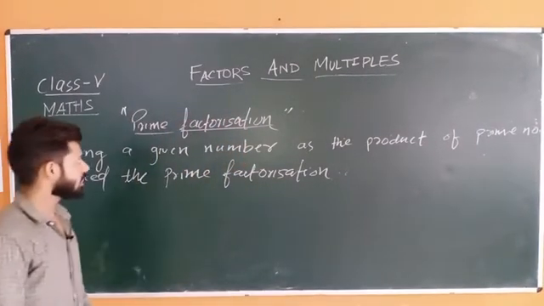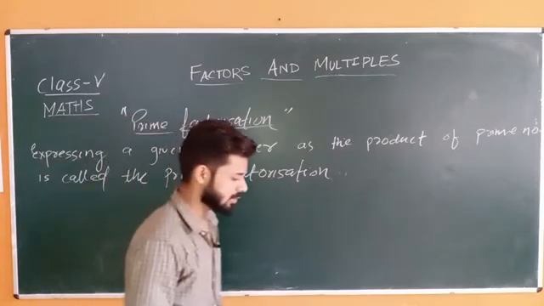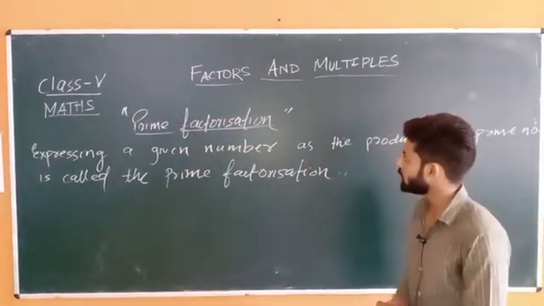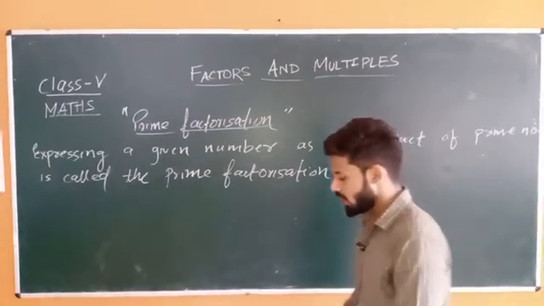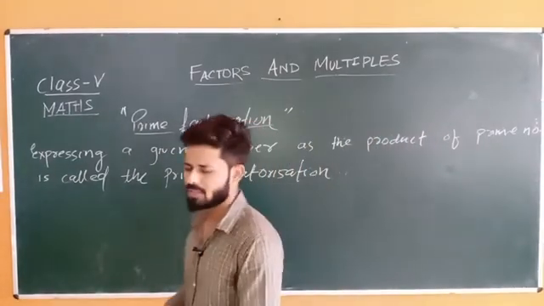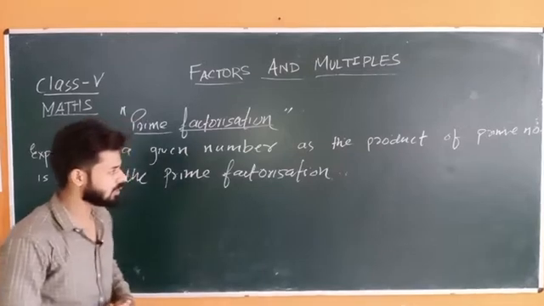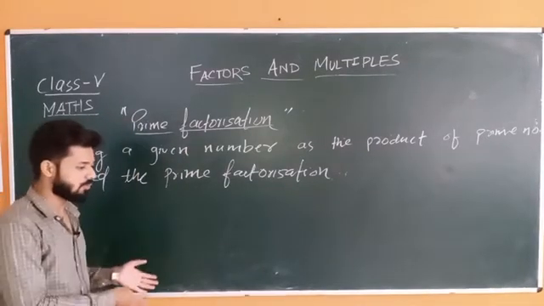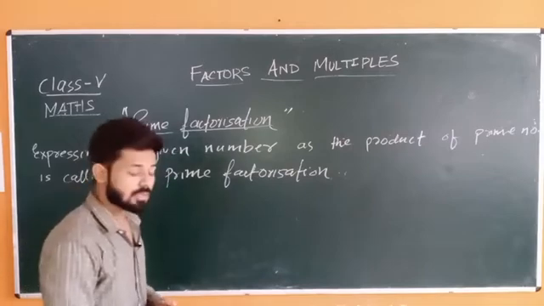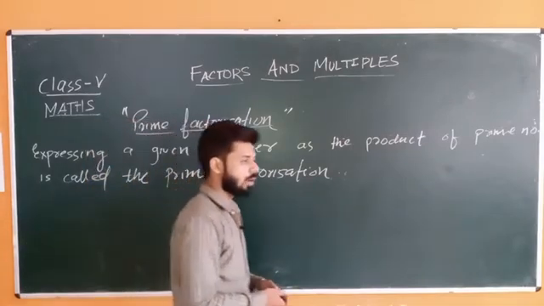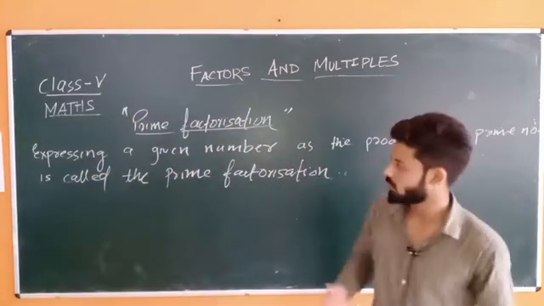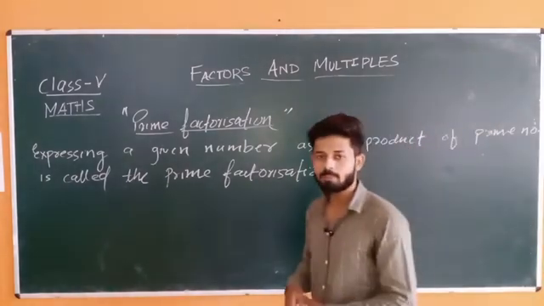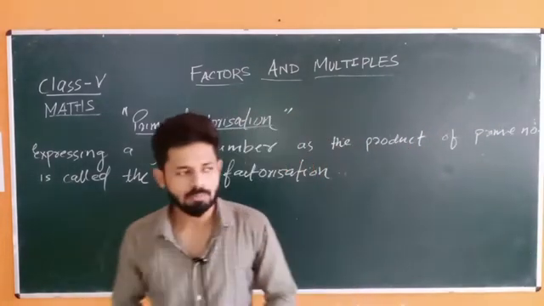So we were discussing factors and multiples. In factors and multiples, we already discussed what a factor is, what multiples are, and different properties of factors and multiples. Then we further discussed the divisibility rules of different numbers from 2 to 11, and also the different types of numbers like even numbers, odd numbers, prime numbers, composite numbers, and co-prime numbers.